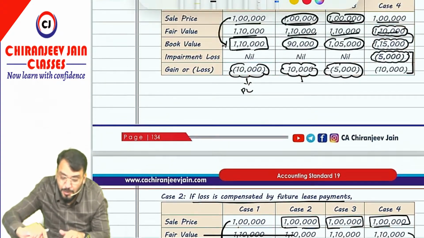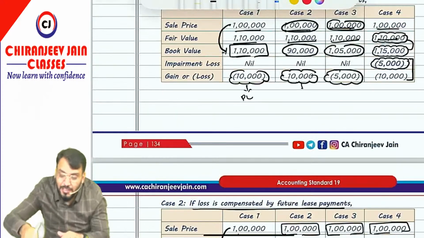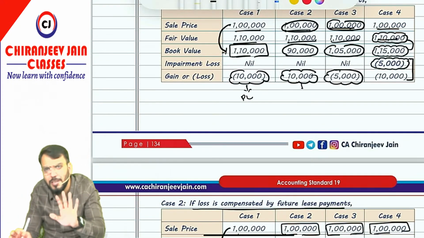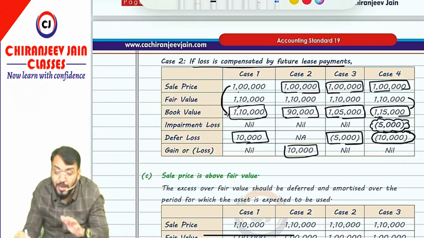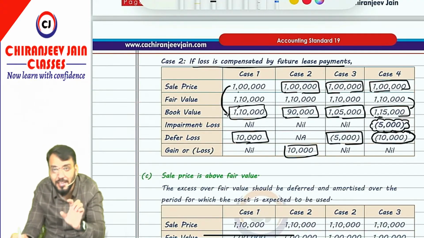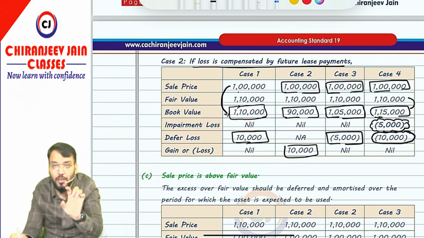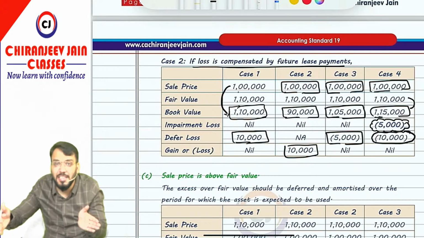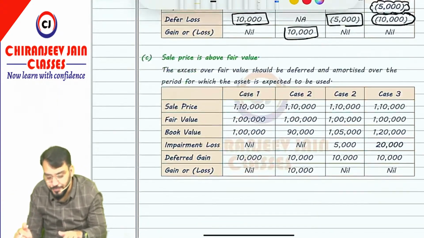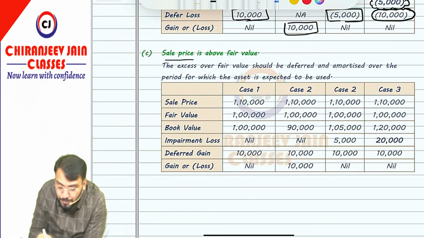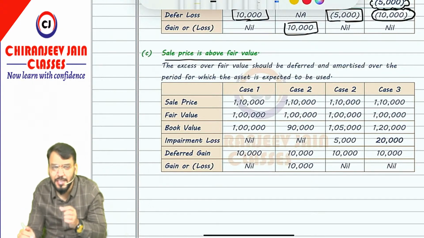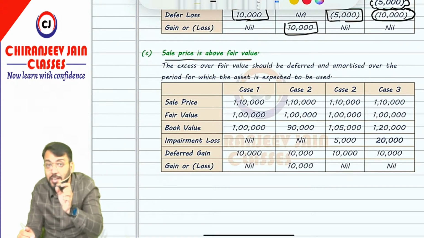What is the difference between case 1 and case 2? In case 1, if the loss is not compensated by future payment, then gain or loss will be transferred to PL immediately. But if the loss is compensated by future payment, then gain will be transferred to PL immediately, but loss will be deferred loss which will be amortized over the lease term in PL in the ratio of lease payment. Third situation is sale price is more than fair value. In that case, if sale price is more than fair value, you are receiving more.